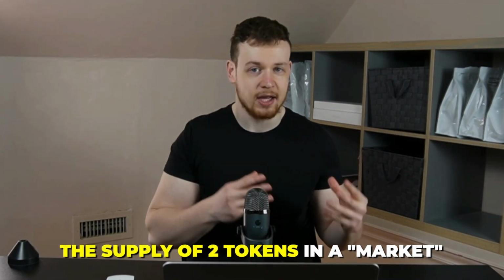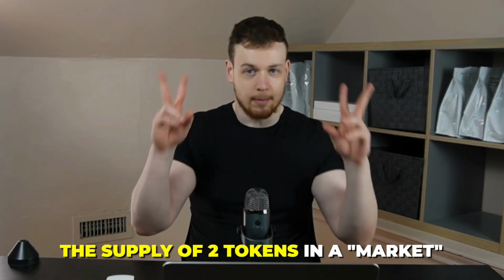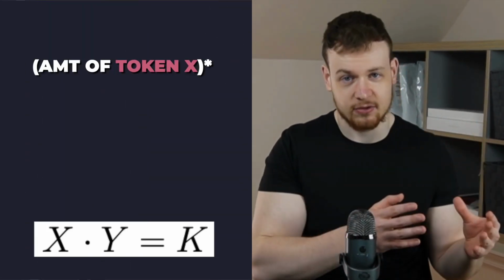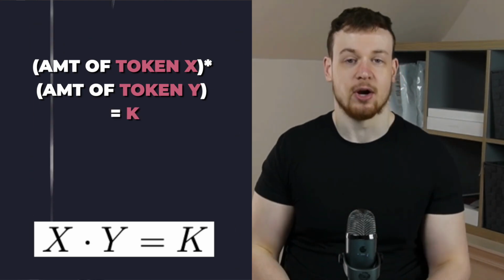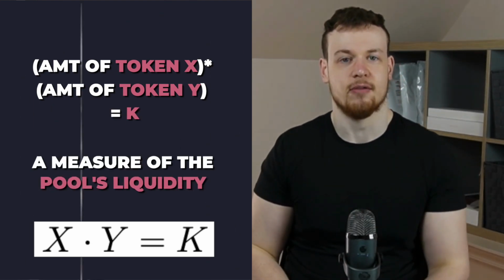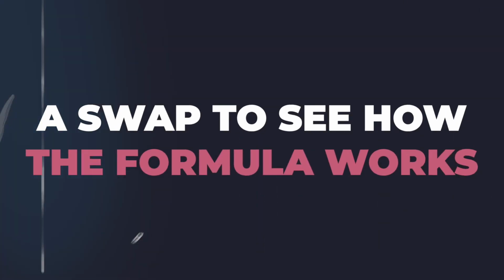It's essentially an equation, and the equation is just based on the supply of two tokens in a market. The equation is as follows: the amount of token X times the amount of token Y equals K, where K is simply a measure of the pool's liquidity. Now, of course, this constant product AMM was most famously implemented by Uniswap. But let's just walk through a swap to see exactly how this formula works.